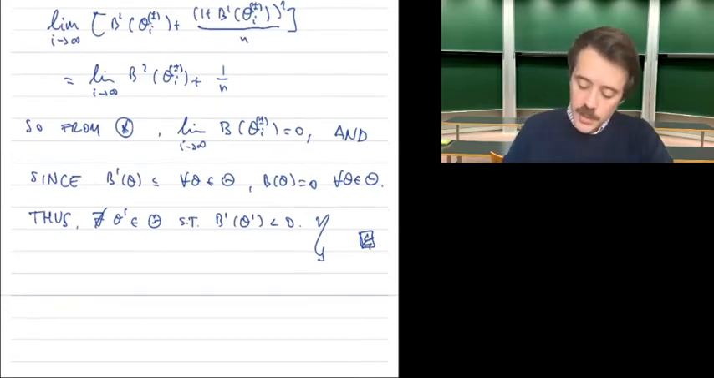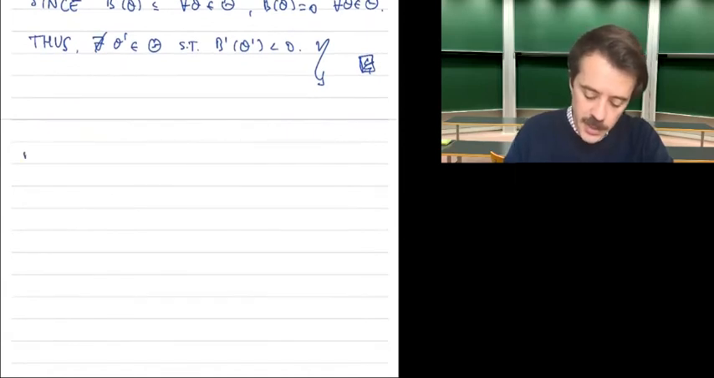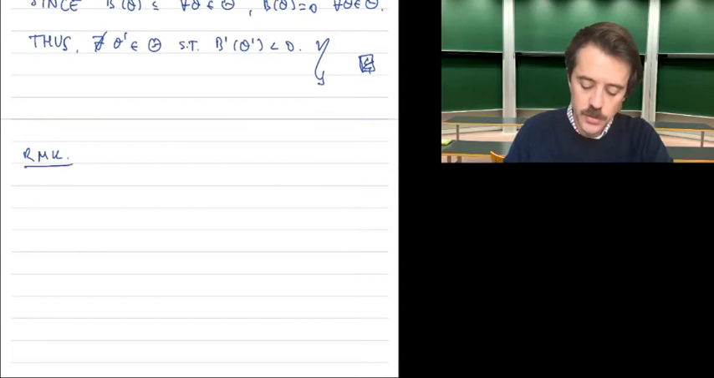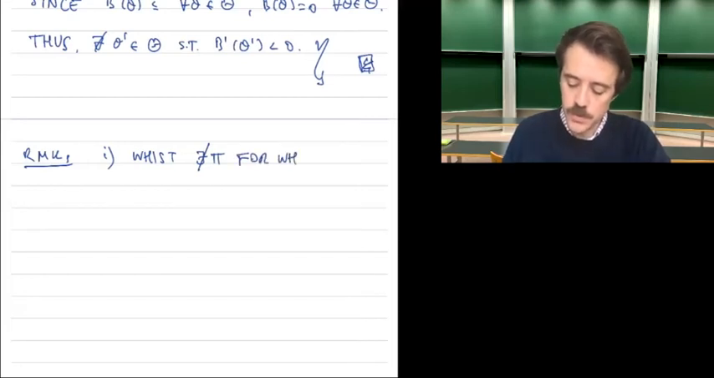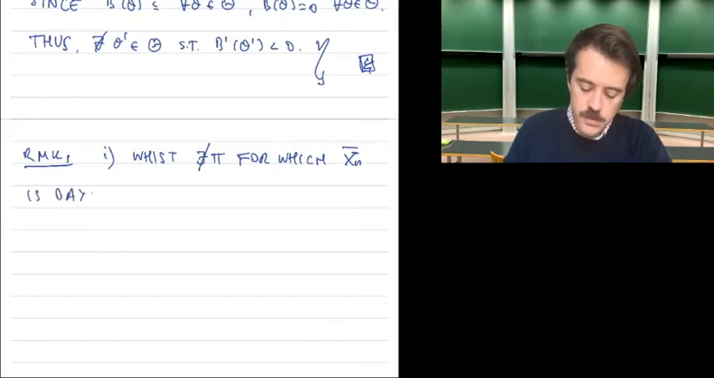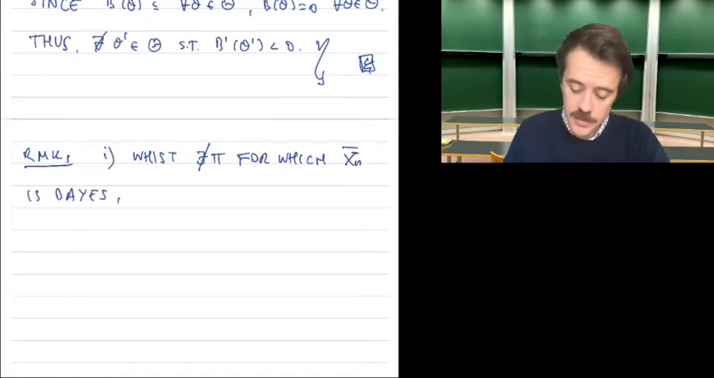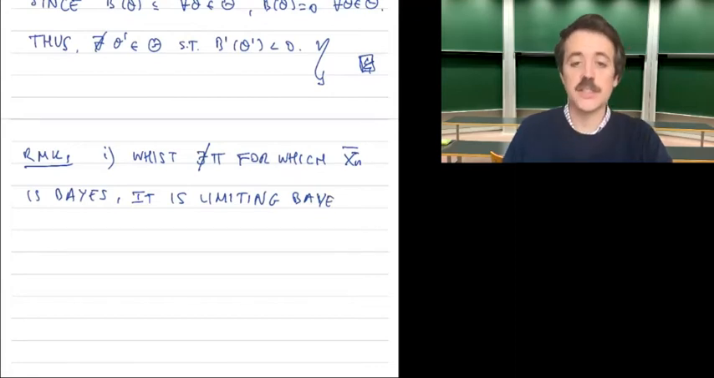Okay, so let's make a remark. So this is in line with another remark that I made in the last lecture. So remarks, maybe. The first one is that, whilst the MLE is not a Bayes rule for any prior, so there doesn't exist a prior for which X n bar is Bayes, what we do have, something we mentioned at the end of the last lecture, is that it is a limiting Bayes. And this is because every admissible rule is going to be limiting Bayes. And in this case, it is limiting Bayes.